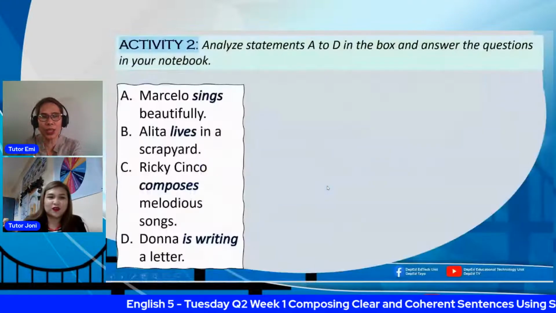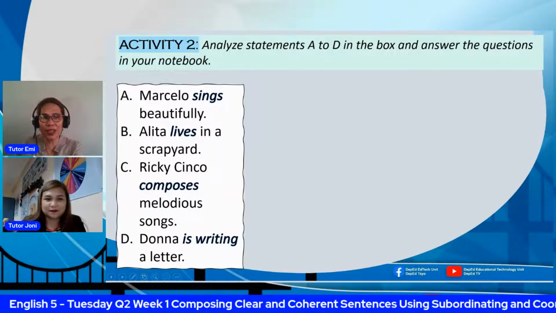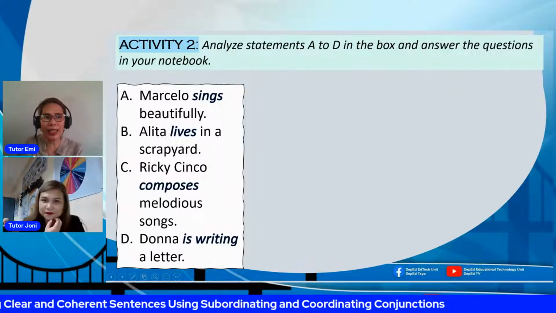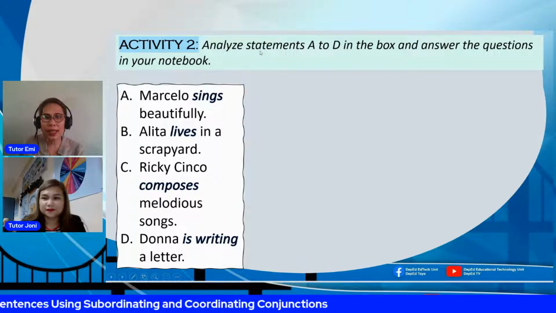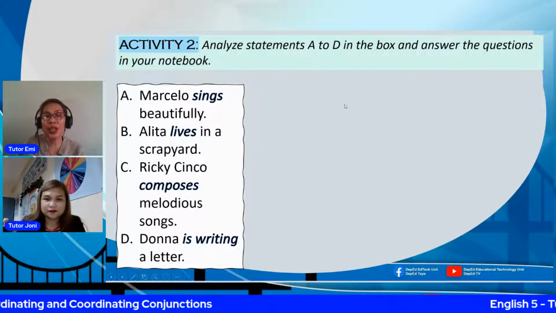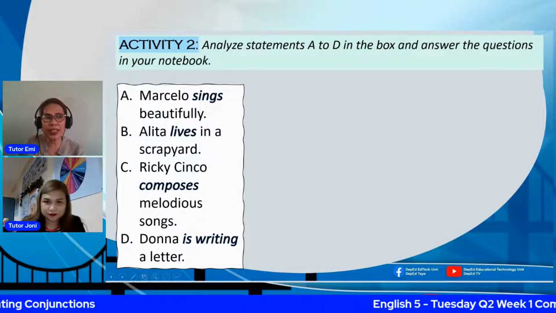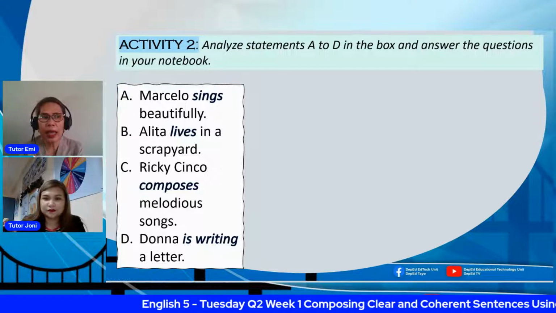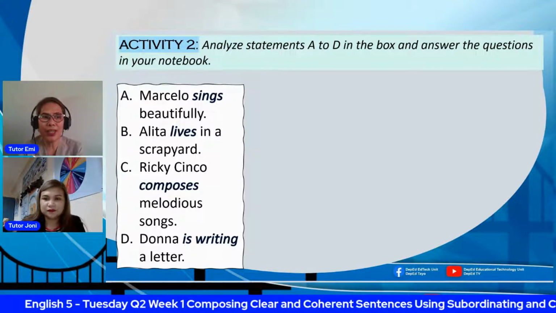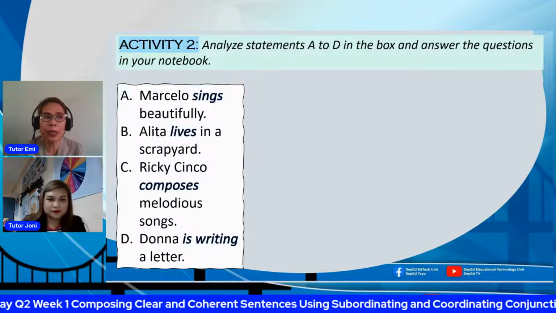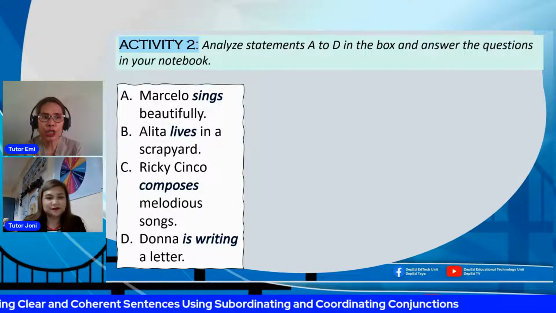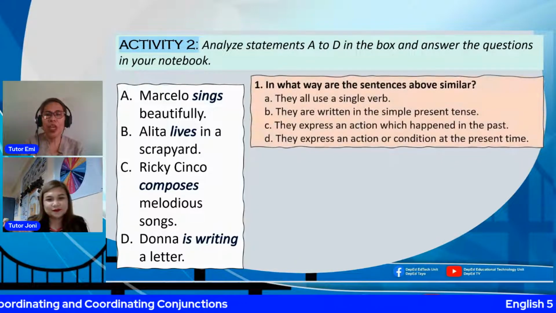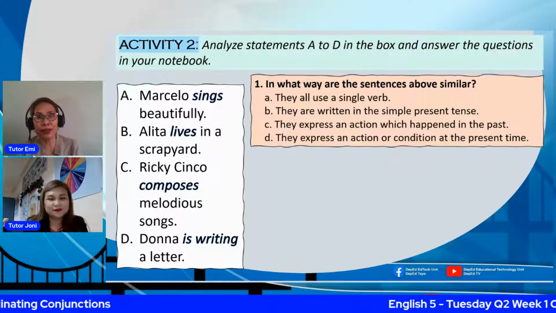Now let's continue. Let's have another activity. This time, you are to analyze the statements A to D in the box and answer the question. So the sentences are: Marcelo sings beautifully. Letter B, Alita lives in a scrapyard. Letter C, Ricky Cinco composes melodious songs. And letter D, Donna is writing a letter. Now let's have the first question. In what way are the sentences above similar?